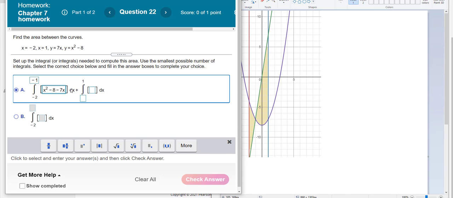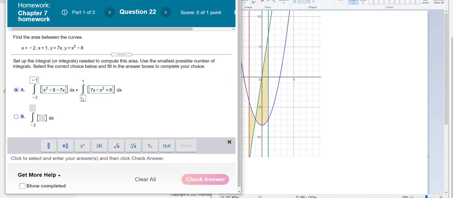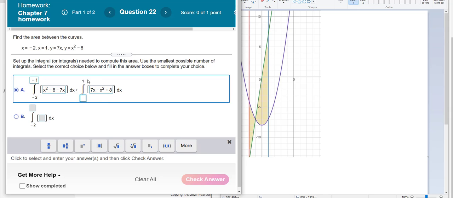Now here, the top function is the line, so it's going to be 7x, and minus the curve, which is x squared minus 8. So I'm going to put it in parentheses so you can see why I get what I get. I have to subtract the whole thing, so this minus is going to apply to both of these. So it's going to be a minus x squared and a plus 8. And that one goes all the way to the end of where they want us to go, which is to 1, but we pick it back up at -1.